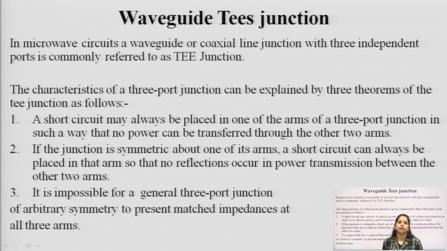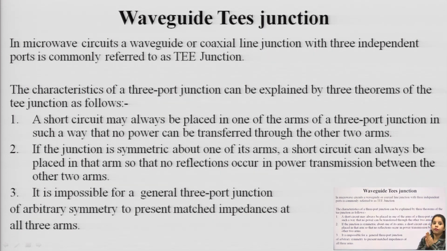Now comes the case of waveguide Tees. In a microwave circuit, a waveguide or coaxial line junction with 3 independent ports is normally referred to as a TEE junction. Any waveguide or coaxial line junction is a point where 2 or 3 waveguides join, and when there are 3 independent ports, it is referred to as a TEE junction.